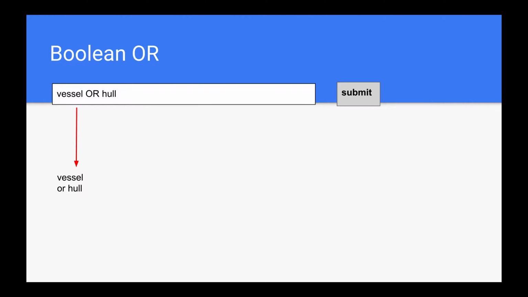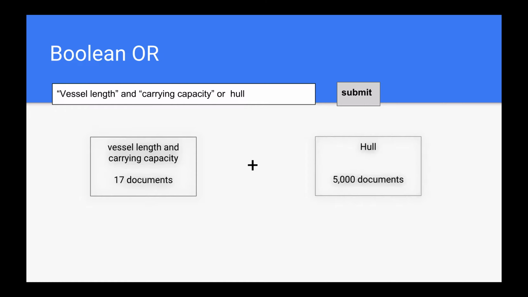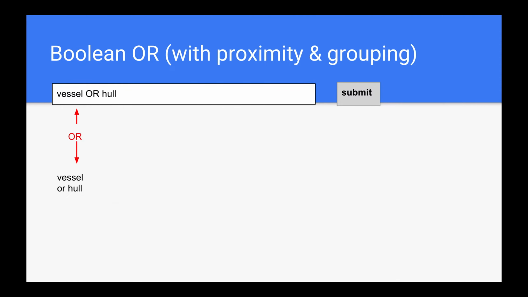One has to be careful as to how the OR is placed, however. If we just ORed the word hull without any context, it would add every document that mentioned the word hull, regardless of whether they had any relevance to a vessel's carrying capacity. This is where grouping can make a difference. We can OR like terms together in a group using parentheses.